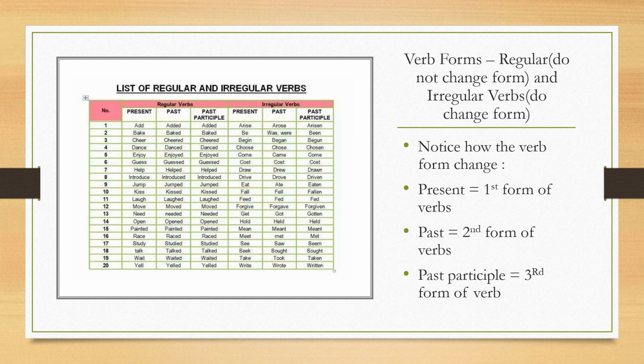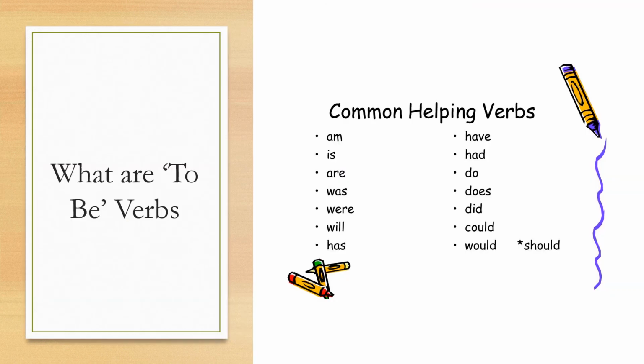These are some more examples of the list of regular and irregular verbs. For example, eat changes to ate and eaten, which is an example of an irregular verb, whereas kiss is an example of a regular verb where the past and past participle remain the same. What are to be verbs? To be verbs are called helping verbs. For example, is, are, was, were, will, has, have, to, do, does are all examples of to be verbs. Helping verbs act as main verb in a state of being sentence.